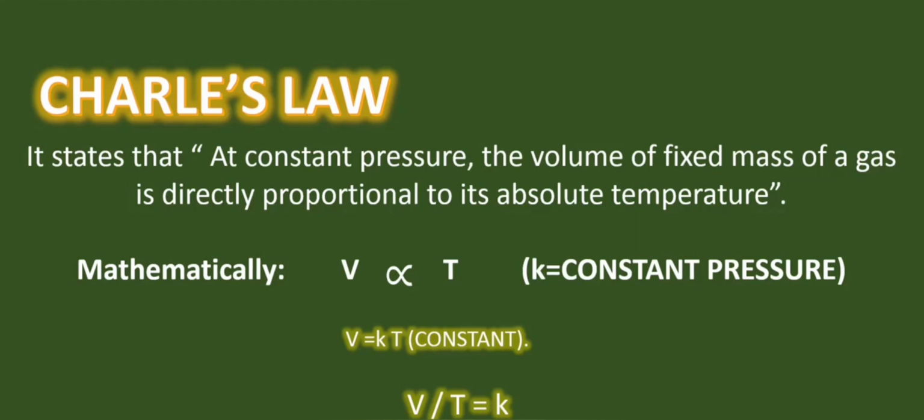So we can write this equation as V is equal to K into T, where V is the volume of a gas, T is the temperature, and K is constant pressure. Or we can also write this equation as V by T is equal to K constant.